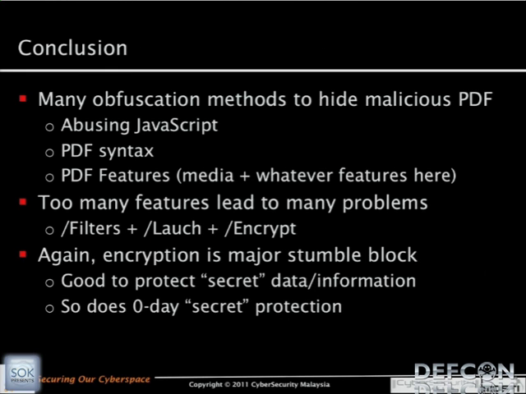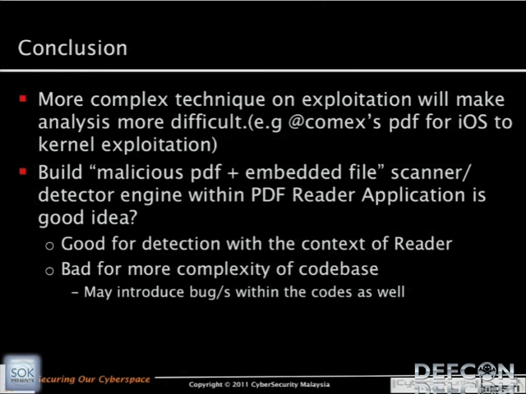And you also have /Encrypt, which I just showed in a demo. Again, encryption is a major stumbling block. It's good to protect your secret data, and so it is for 0-day protection as well. You can protect a 0-day within this encrypt function. More complex exploitation techniques will make analysis more difficult, I think. For example, Comex's PDF from iOS leads to kernel exploitation. Of course, there is a kernel bug as well on this, right?